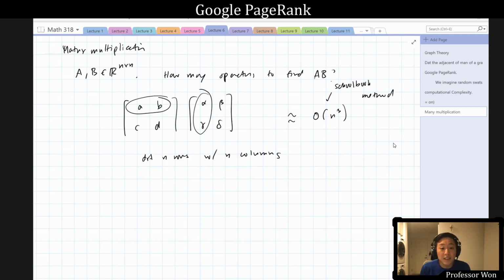Like, what's the theoretical speed of light here? Well, the matrices have n squared entries, and you need to do something with every single entry. So there's no way you're ever going to get faster than n squared. You have to do something with each of the n squared entries of A, right?